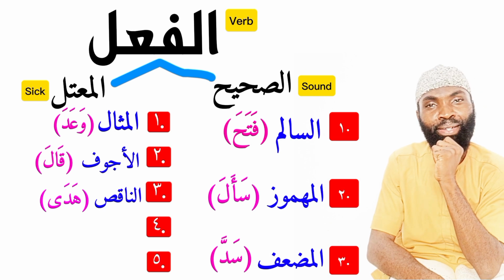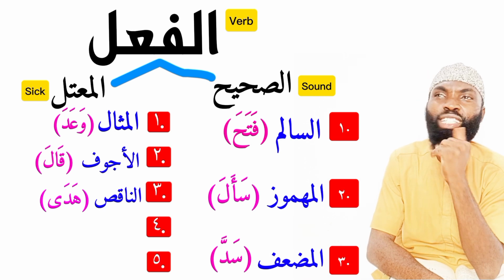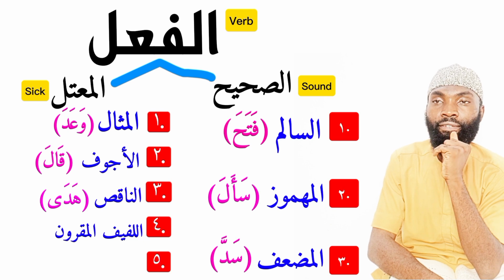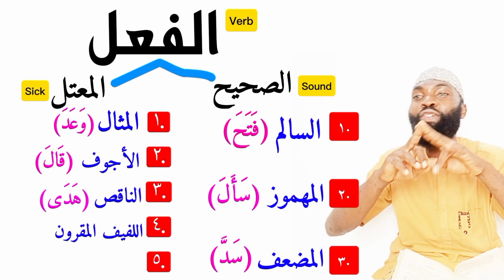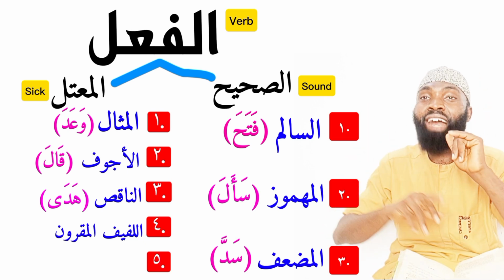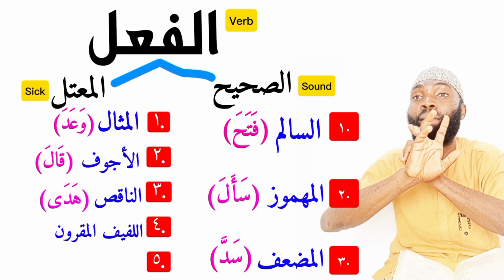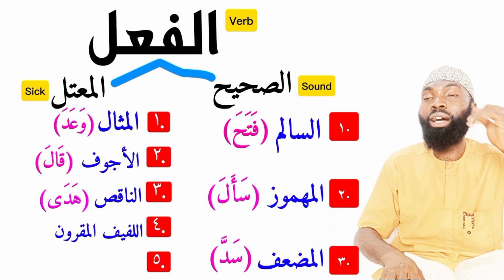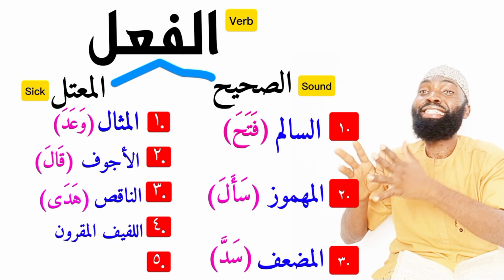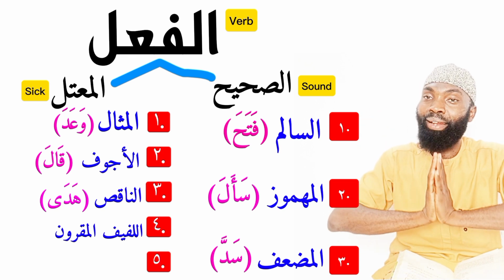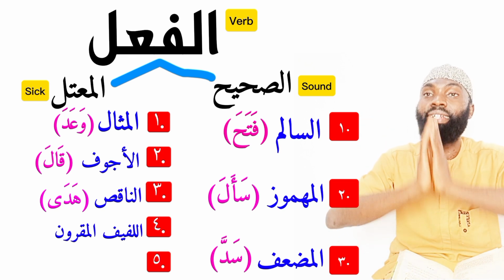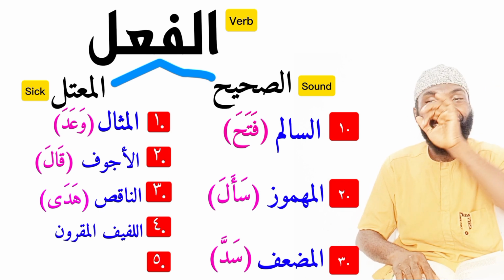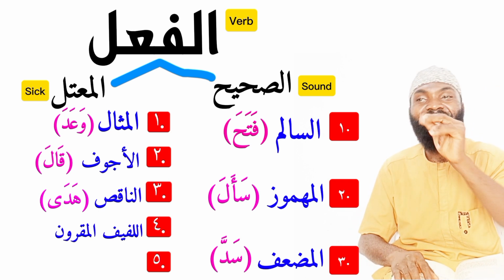Now the fourth category among the sick verbs is the one we called al-fi'lul lafif. We call it al-lafif. This one is also further categorized into two: al-lafiful makurun and al-lafiful mafruq. Al-lafiful makurun is any verb in the Arabic language having 3 letters, and 2 of its letters are sick letters.